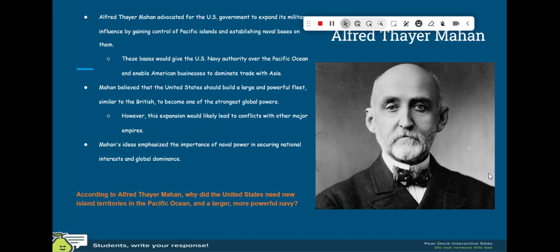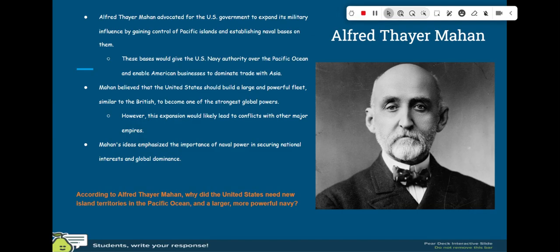So a man by the name of Alfred Thayer Mahan advocated for the U.S. government to expand its military influence by gaining control of Pacific islands and establishing naval bases on them. These bases would give the U.S. Navy authority over the Pacific Ocean and enable American businesses to dominate trade with Asia. Mahan believed that the United States should build a large and powerful fleet, similar to that of England. And by doing so, we could become one of the strongest global powers. However, the expansion would likely lead to conflicts with other major empires.